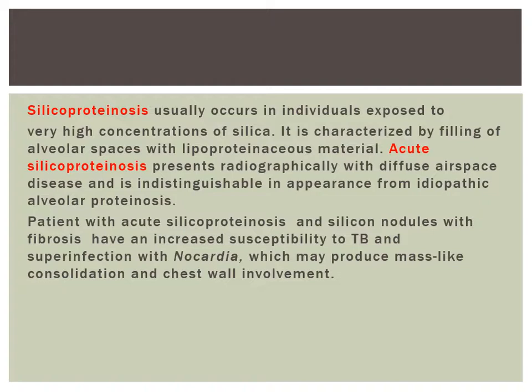Patients with acute silicoproteinosis and silicotic nodules with fibrosis have increased susceptibility to infection like TB and Nocardia, which may produce mass-like consolidation and sometimes chest wall involvement. And keep in mind, about 10 to 25% of patients with silicosis have TB. It's called silico-TB, so you'll see features of both TB and silicosis superimposed on each other.